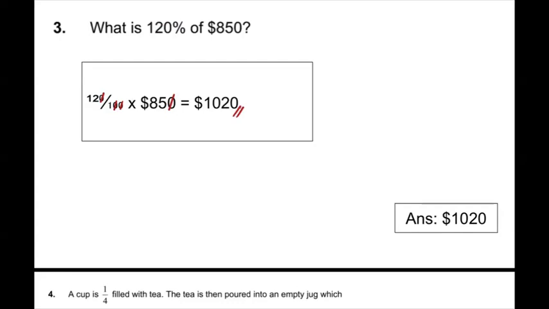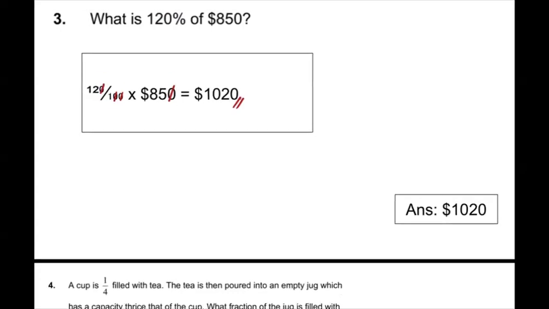All right, now let's move on to question number 4. A cup is 1/4 filled with tea. The tea is then poured into an empty jug, which has a capacity thrice that of the cup. What fraction of the jug is filled with tea?